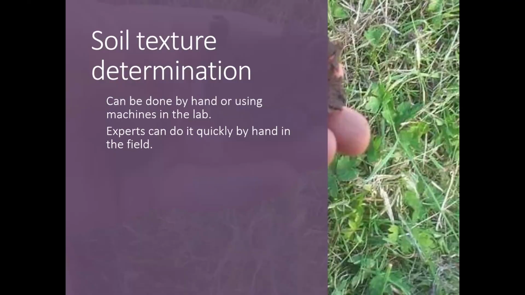And you can measure soil texture, which is fixed, as I said. It's very important to know what you've got. So you can do it by hand if you learn how to do it, or somebody can help you do that through hand texturing. I won't go into how to do that tonight because that would take me probably 10 minutes to do properly. Experts can do it quickly by hand in the field, or you can send your soils off for lab testing and you can get a figure back from the lab.